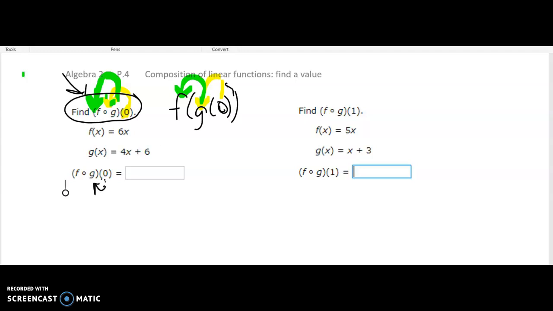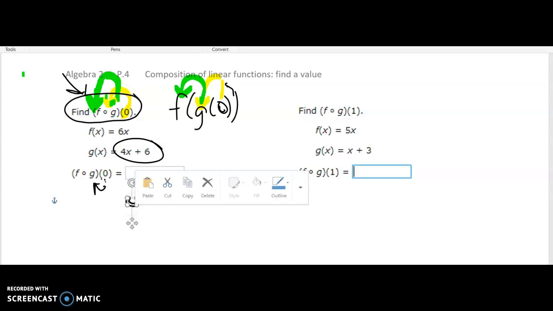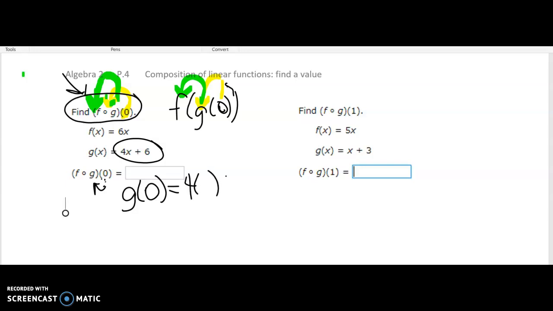0 into G. So here's your G. Let's do it a little bit more mathematical. So I'm going to find G of 0. And what that means is everywhere there's an x, I'm going to put 0. So 4x plus 6, I'm going to put a 0 right there. I'm going to do the math. And 4 times 0 is 0, and 0 plus 6 is 6. So when I put 0 in, I got 6.